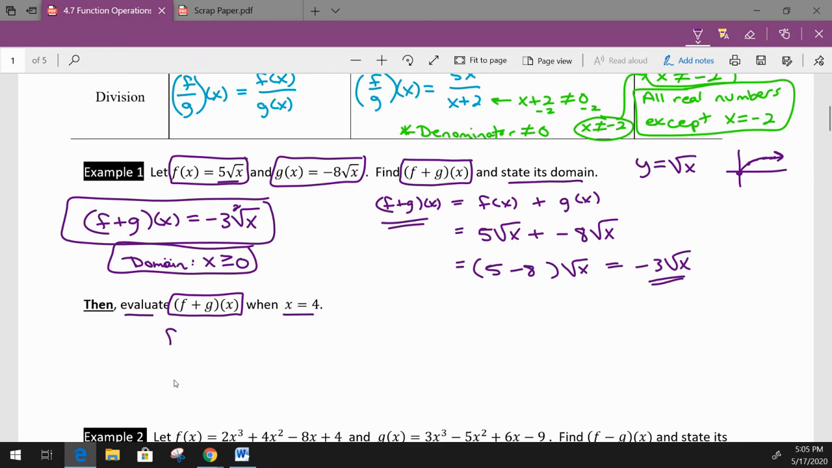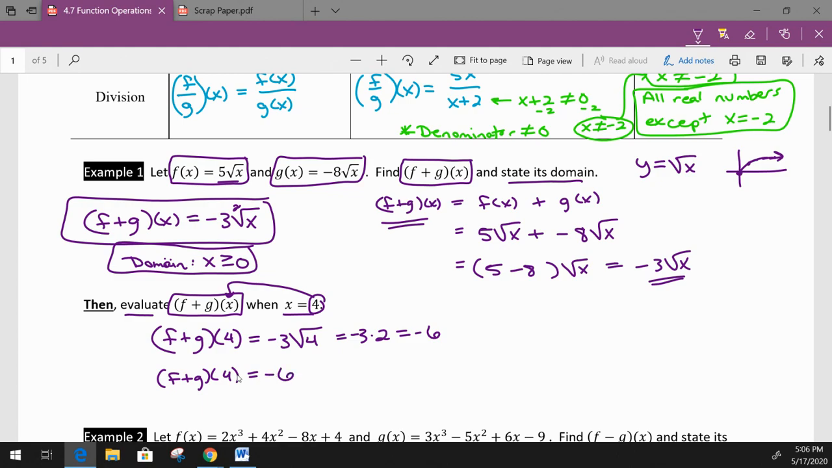So basically what this is saying is find f plus g of 4. So we're putting 4 in the place of x, and we're using this new function. So -3 square root of, and we're going to put the 4 in the place of x, and simplify. So the square root of 4 is 2. Oops, it's a -3. The square root of 4 is 2, so when we multiply -3 times 2, we get -6. So f plus g of 4 equals -6 would be how you would answer that second part.